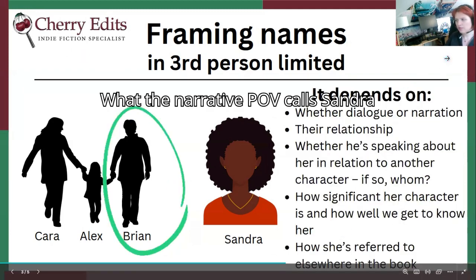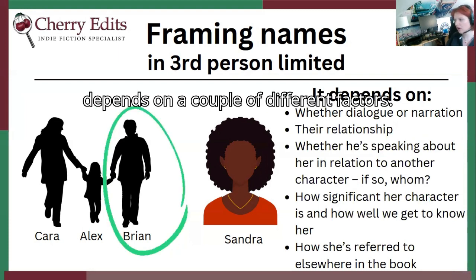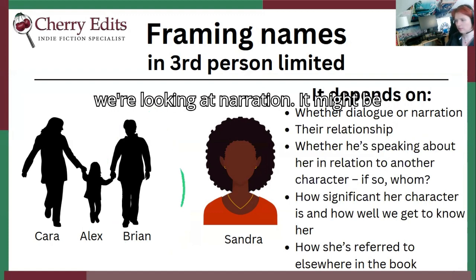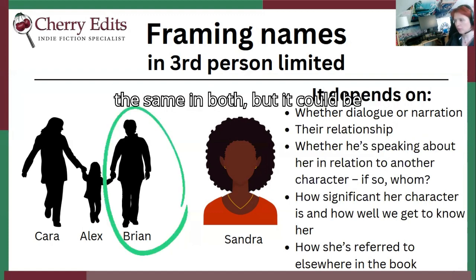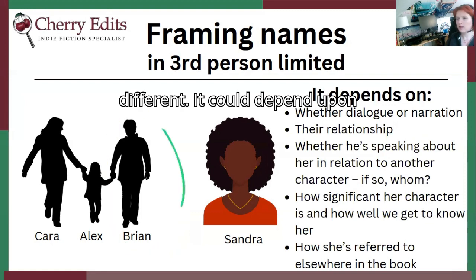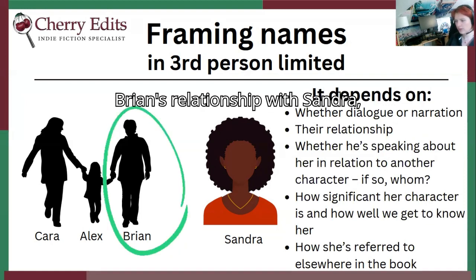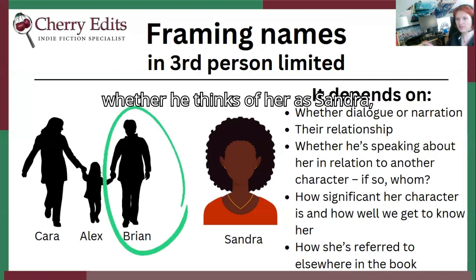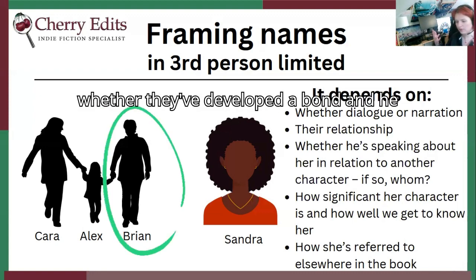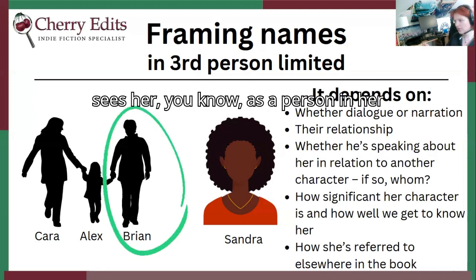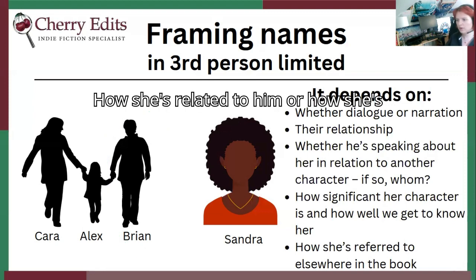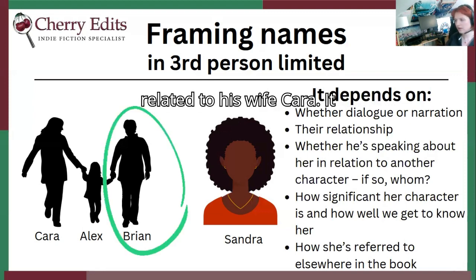What the narrative POV calls Sandra depends on a couple of different factors, more than a couple. It depends on whether we're looking at the dialogue or whether we're looking at narration. It might be the same in both, but it could be different. It could depend upon Brian's relationship with Sandra, how close he is to his mother-in-law, whether he thinks of her as Sandra, whether they've developed a bond and he sees her as a person in her own right and not just in relation to how she's related to him or how she's related to his wife, Cara.